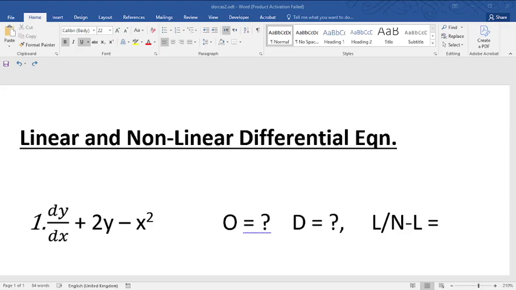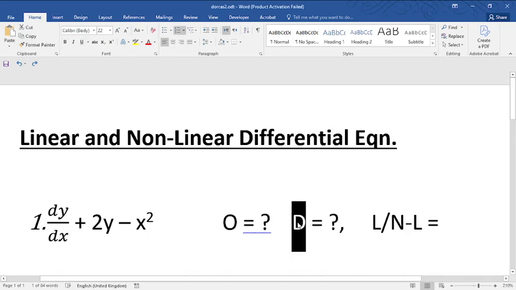Hello. So let us start from linear and nonlinear differential equations. As you know, I've already discussed the order and the degree of the differential equation. But for today, we are moving into linear and nonlinear differential equations.